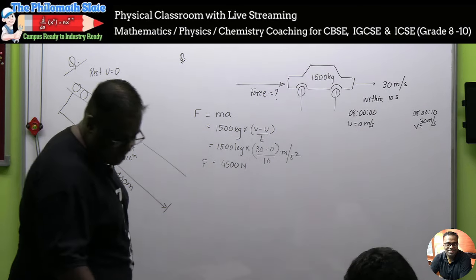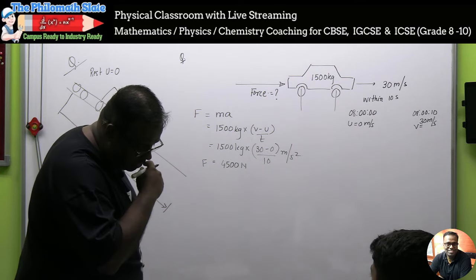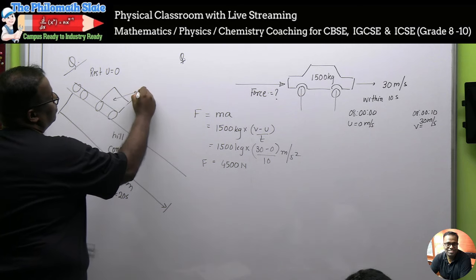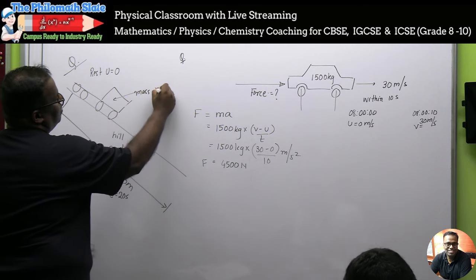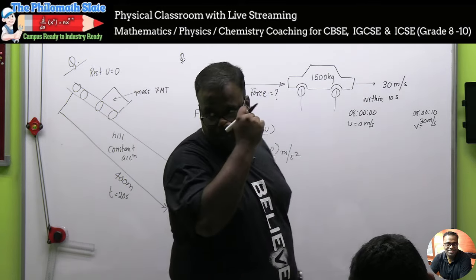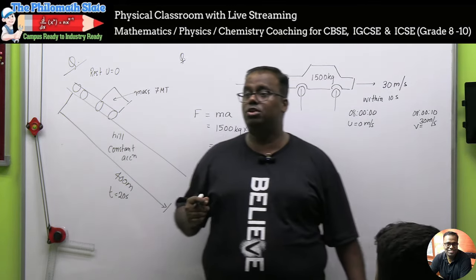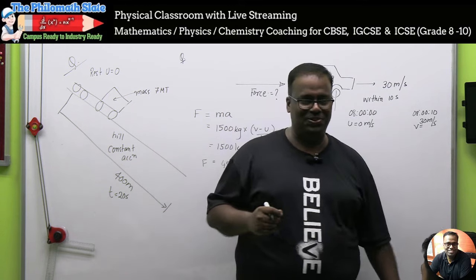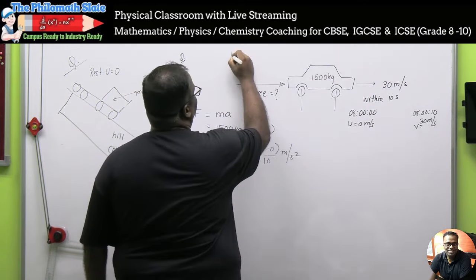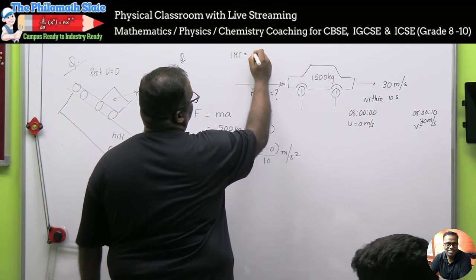ठीक है. Then it's asking find the force acting on it if the mass of the truck is how much? 7 metric ton. अच्छा, metric ton क्या है? 1 ton is equal to 1000 kg. 100 kg is known as a quintal. 1 quintal rice bag means 100 kg. 1 metric ton is equal to what?